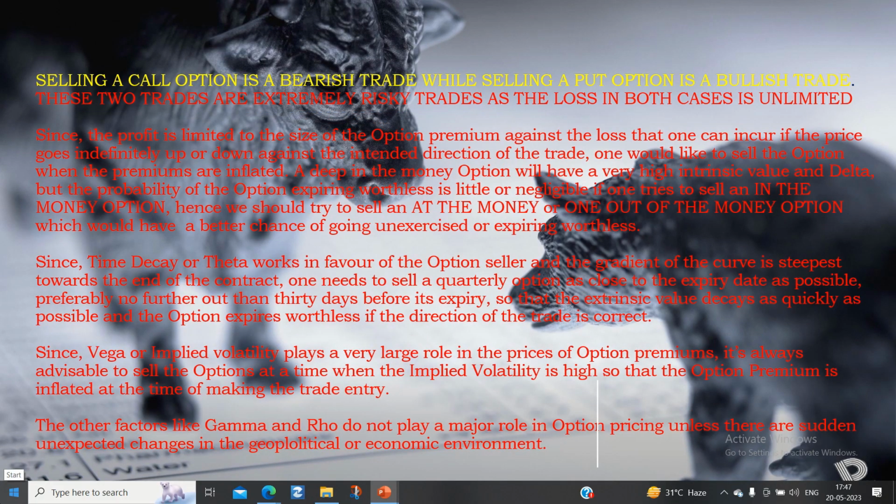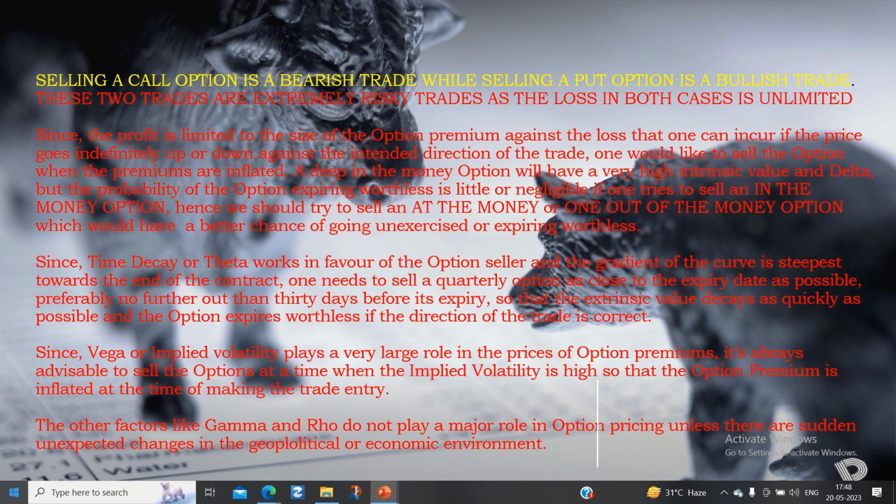The trades involving the selling of naked call or put options are totally different from that of buying naked call or put options. Selling a call option is a bearish trade while selling a put option is a bullish trade. These two trades are extremely risky as the loss in both cases is unlimited. Since profit is limited to the size of the option premium against the loss that one can incur if the price goes indefinitely up or down against the intended direction of the trade, one would like to sell an option when the premiums are inflated.